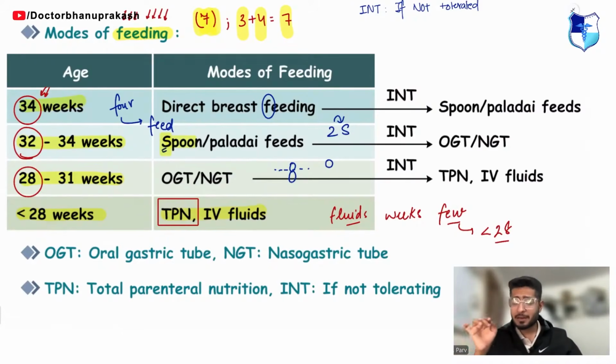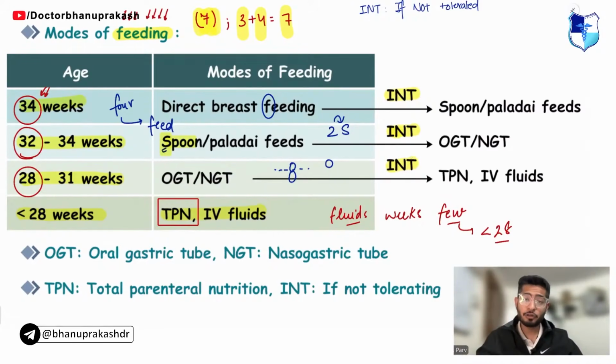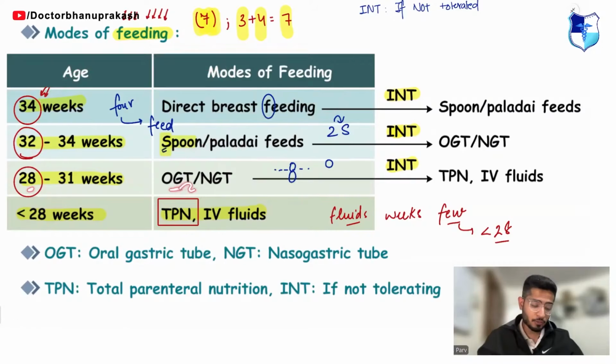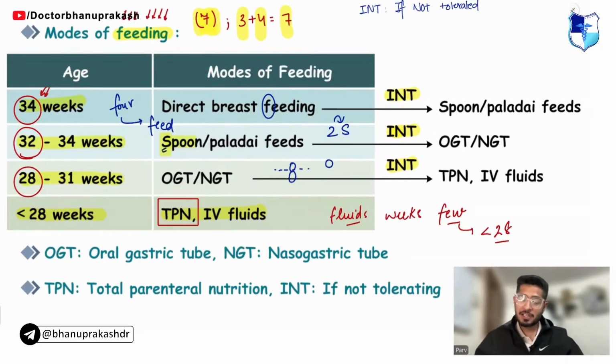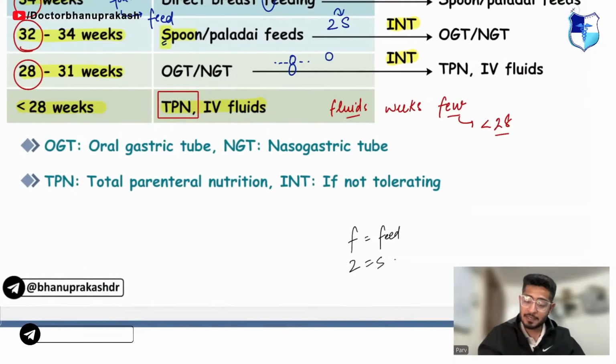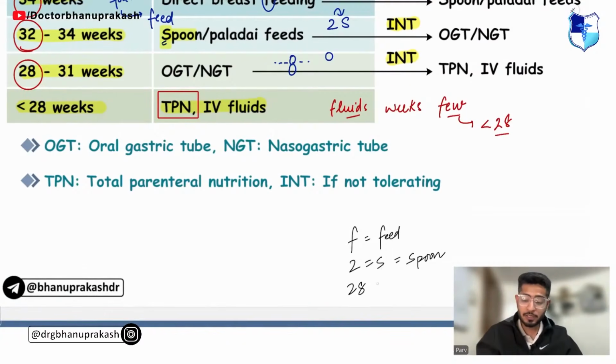Sometimes in their question they write if not tolerant. Now what does this mean, if not tolerant? See, at 34 weeks, if the baby is not tolerating breastfeed, you are going to give spoon. If the baby at 32 weeks is not tolerating spoon, you are supposed to give OGT. If at 28 weeks baby is not tolerating OGT, you have to give IV. Okay, so once again let me tell you. 34, F for 4, F for feeding. 32, 2 and S look very similar, so you have to feed by spoon feeding. Then 28, that is few for fluid, okay.